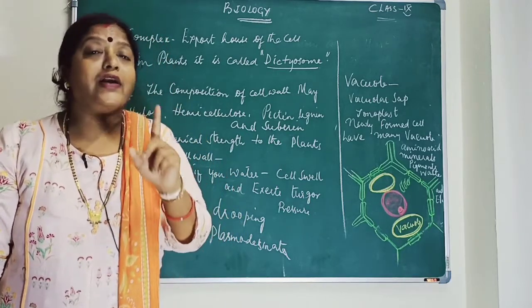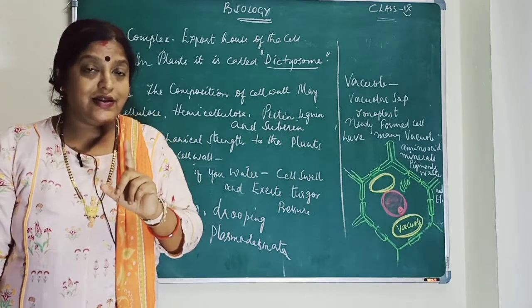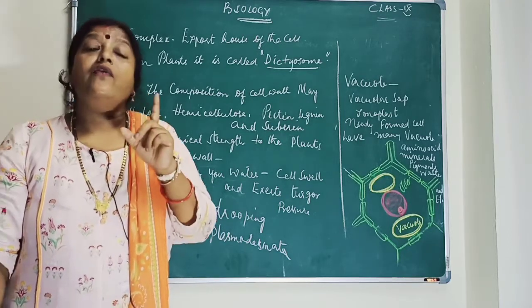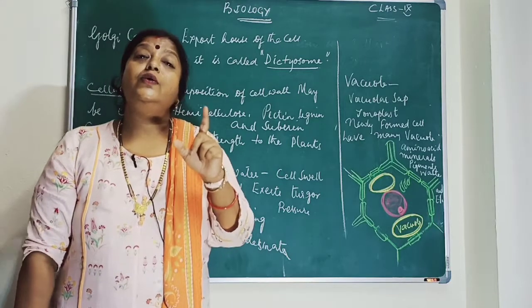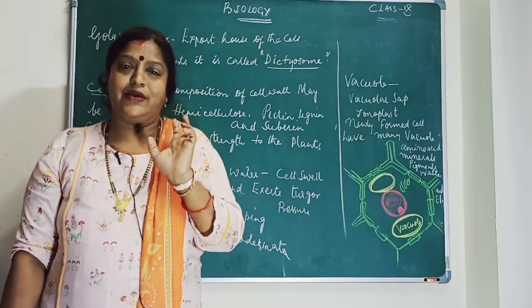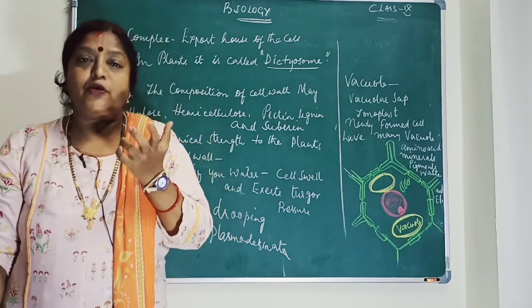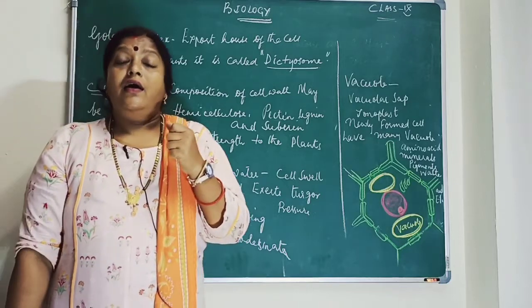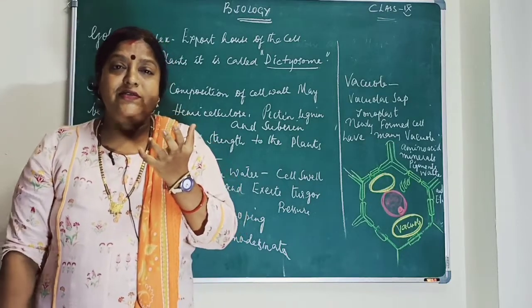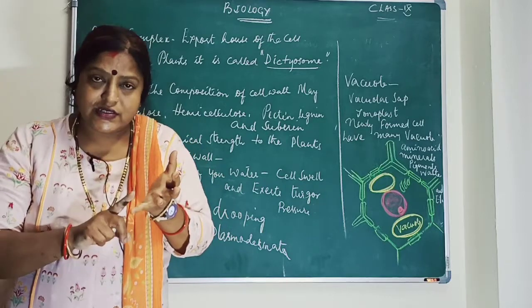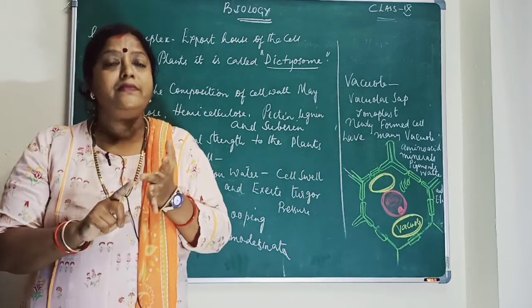So vacuoles are present in plants, children. In animals, vacuoles are present only in unicellular organisms, that is protozoans. What are the examples of protozoans, children? We studied in 8th class. Protozoans are amoeba, paramecium, euglena.